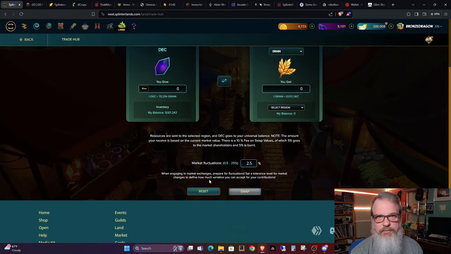If you're familiar with liquidity pools and swapping, I think we're all familiar with this. You have to set your market fluctuation slippage point here. The more you set it, the more you possibly could pay. However, the faster or higher percentage chance you have of the trade going through. Okay, that's clear as mud, but I would keep it at 2.5 or 3% and see how that goes.